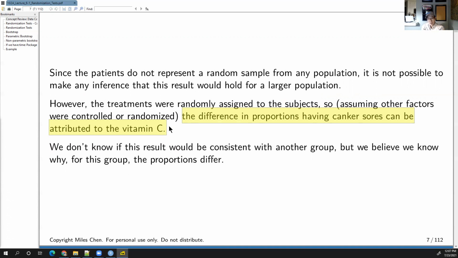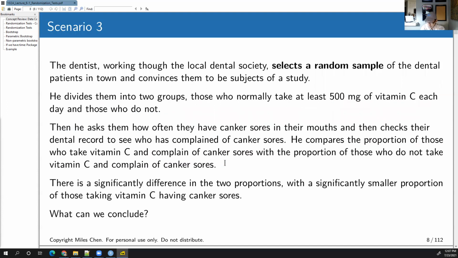And if we truly did a random process, there should be no reason for why one group would experience more or fewer canker sores than the other group, except for the vitamin C difference. And so the conclusion here is we don't know if this result would be consistent with another group, but for this group, we believe we know why the proportions differ, and that's going to be because of the vitamin C.